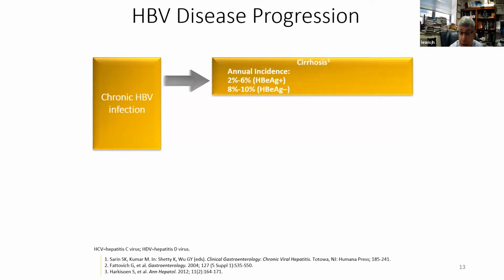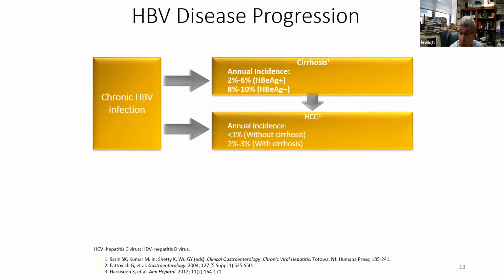The progression of hepatitis B, you can read it here. The incidence of developing cirrhosis, if you've got E antigen positive, it's actually a lower incidence of cirrhosis than if you're one of the E antigen negative mutations. These are the pre-core or core promoter mutations, which we can actually test for. So there's an incidence of cirrhosis. Obviously, there's an incidence of HCC. It's higher with cirrhosis.